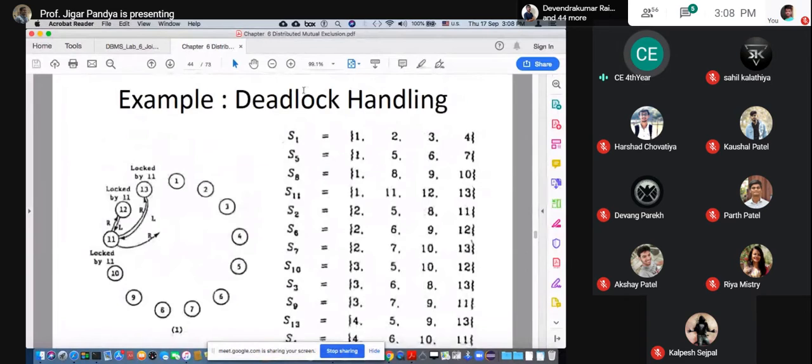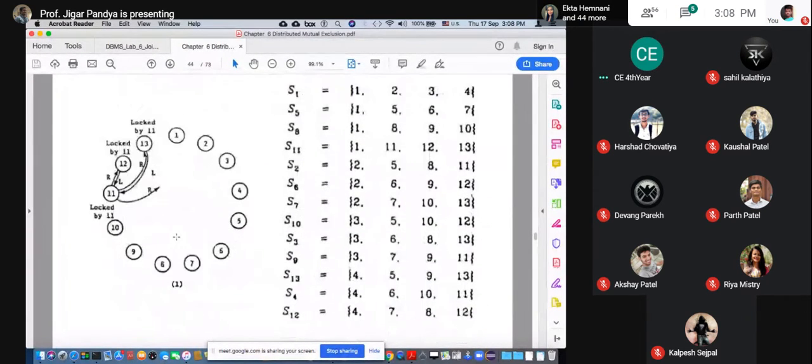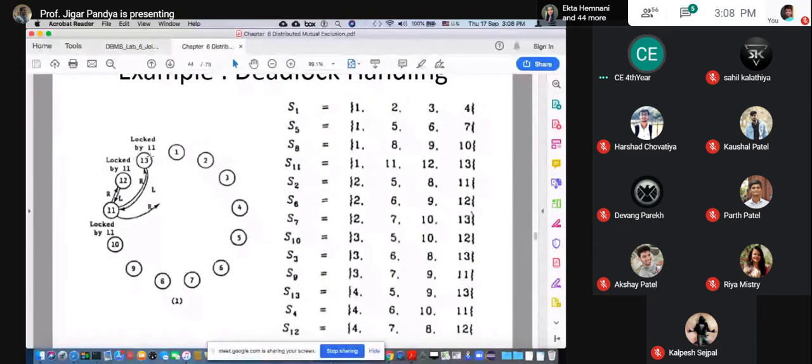Basically it is conveying that deadlock is happening if the algorithm is followed. That means nobody is entering the critical section. That's what has happened here. That's what deadlock means.